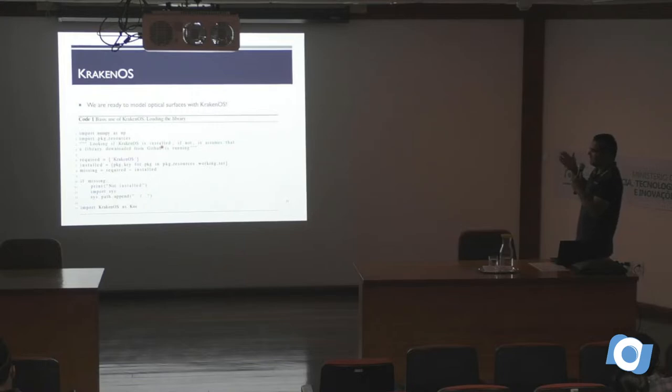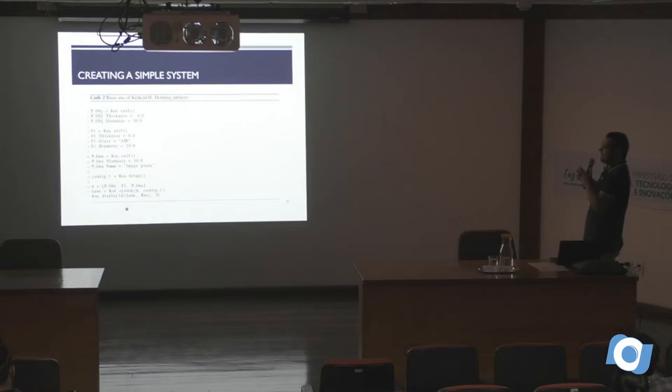It will first review if in your computer you have an installation. It will tell you if it's missing or if it's not. Then it will import the library as cos, right? Then let's define a very simple surface. So we will create the plane, the object's plane, which is a cos of the KrakenOS type and surf class, right? It will have a thickness of 0 because it will be plane and a diameter of 30 millimeters. These units are in millimeters, right?